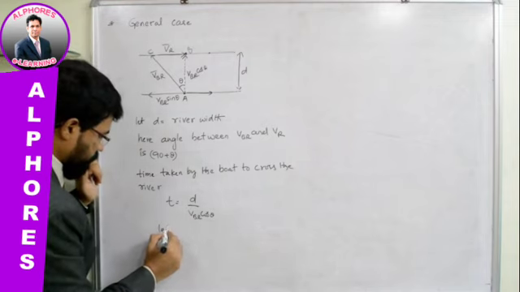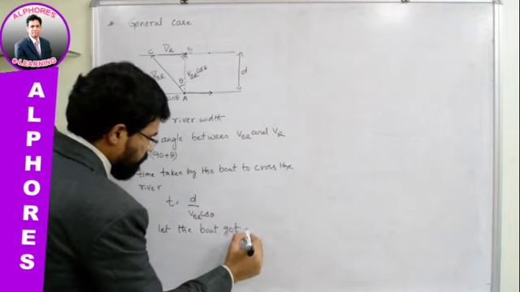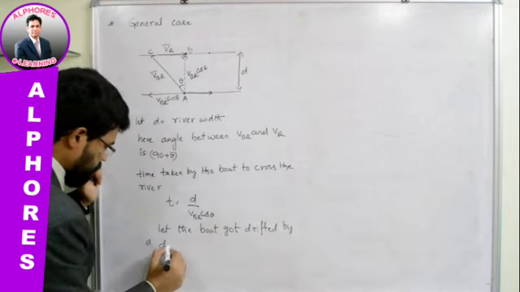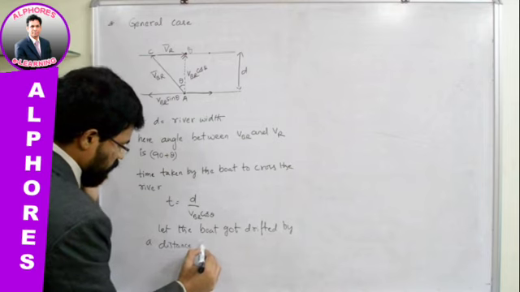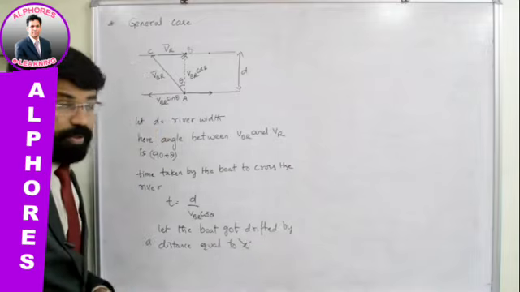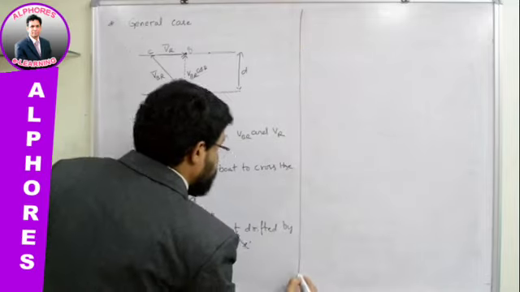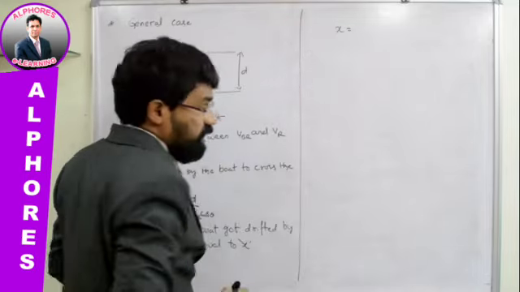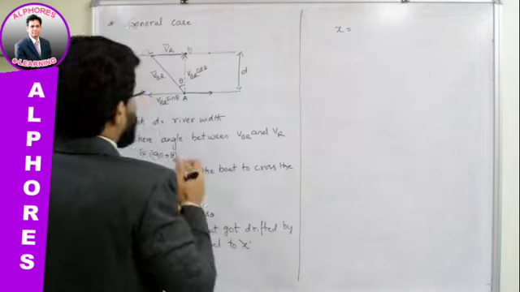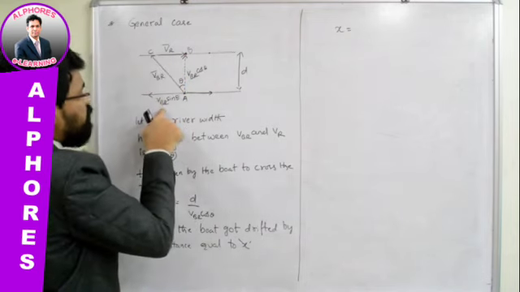Let the boat get drifted by a distance equal to x. So how much is the drift of the boat along the river flow? X. That x can be calculated. Distance is equal to velocity into time, or speed into time. Here, what is the speed with which it gets drifted? It undergoes drift if VR is greater than VBR sin theta.